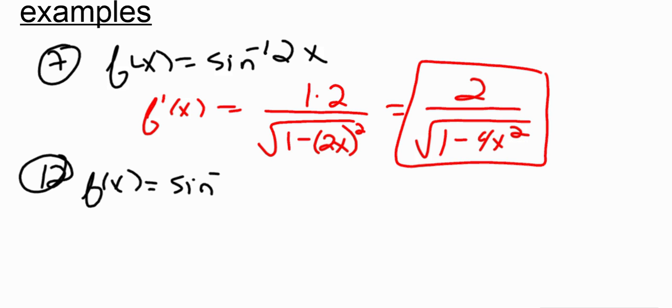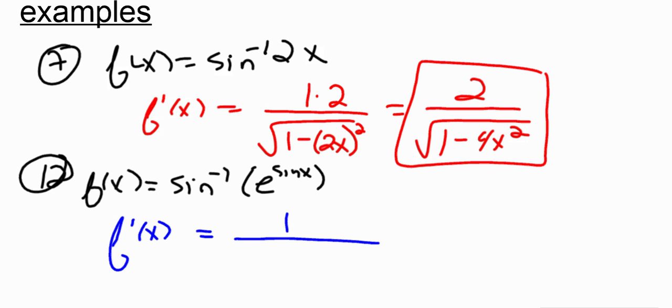f of x is equal to the sine inverse of e to the sine x, and I want to find this derivative. So if I do the same process, my parent function form of this inverse should be 1 over the square root of 1 minus x squared. But I have, instead of x, e to the sine x.